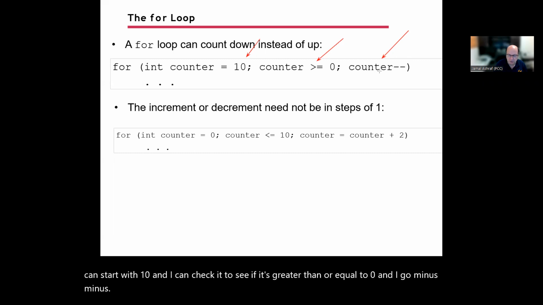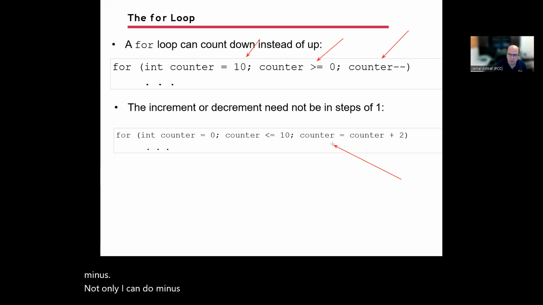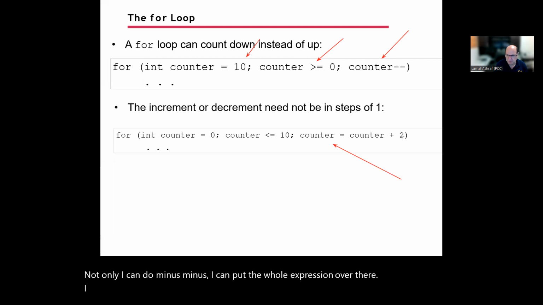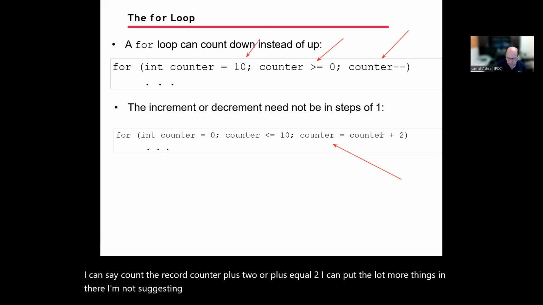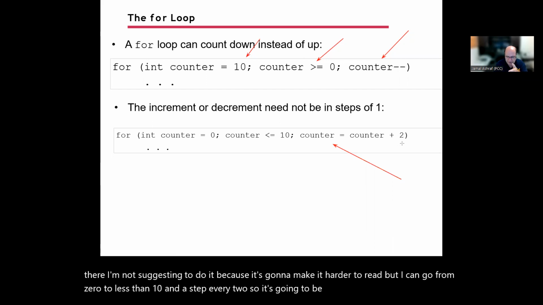Not only I can do minus minus, I can put the whole expression over there. I can say counter equal counter plus 2 or plus equal 2. I can put a lot more things in there. I'm not suggesting to do it because it's going to make it harder to read, but I can go from 0 to less than 10 and a step every 2. So it's going to be 0, 2, 4, 6, 8, 10.